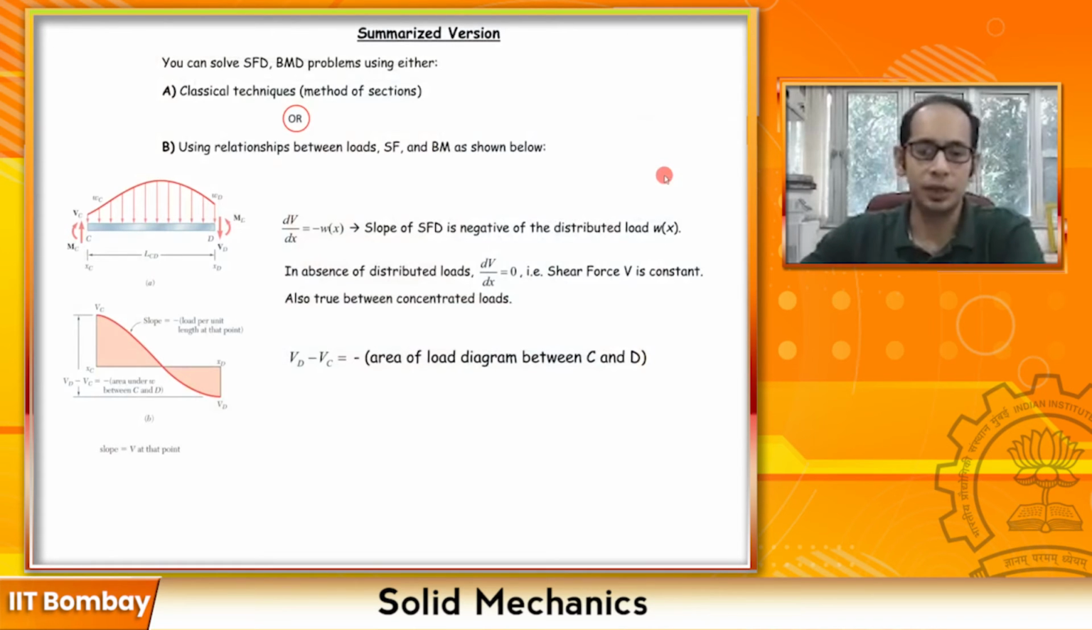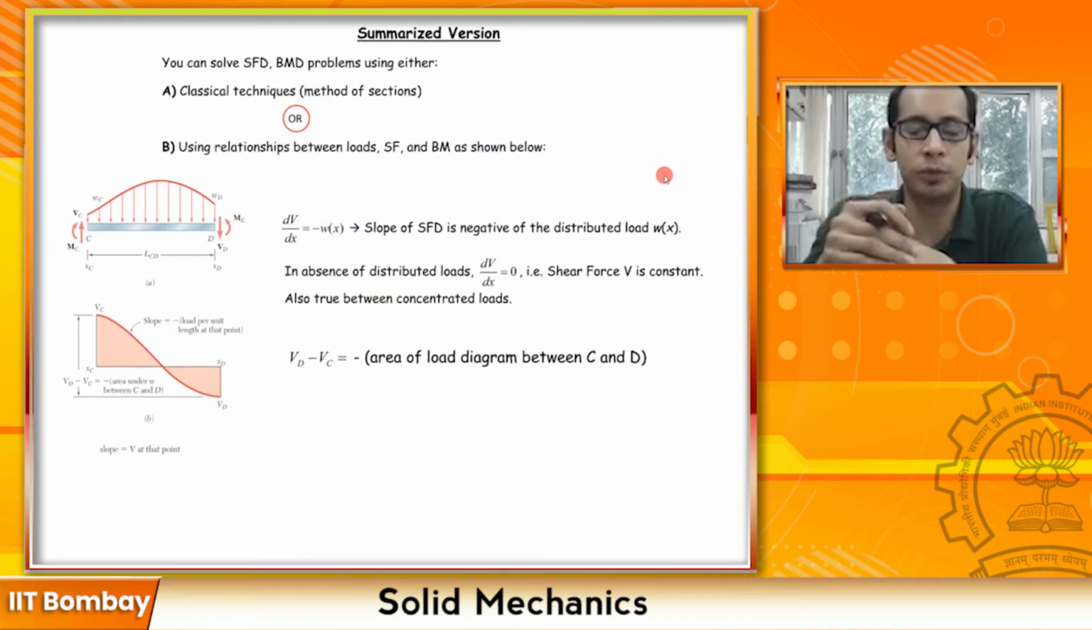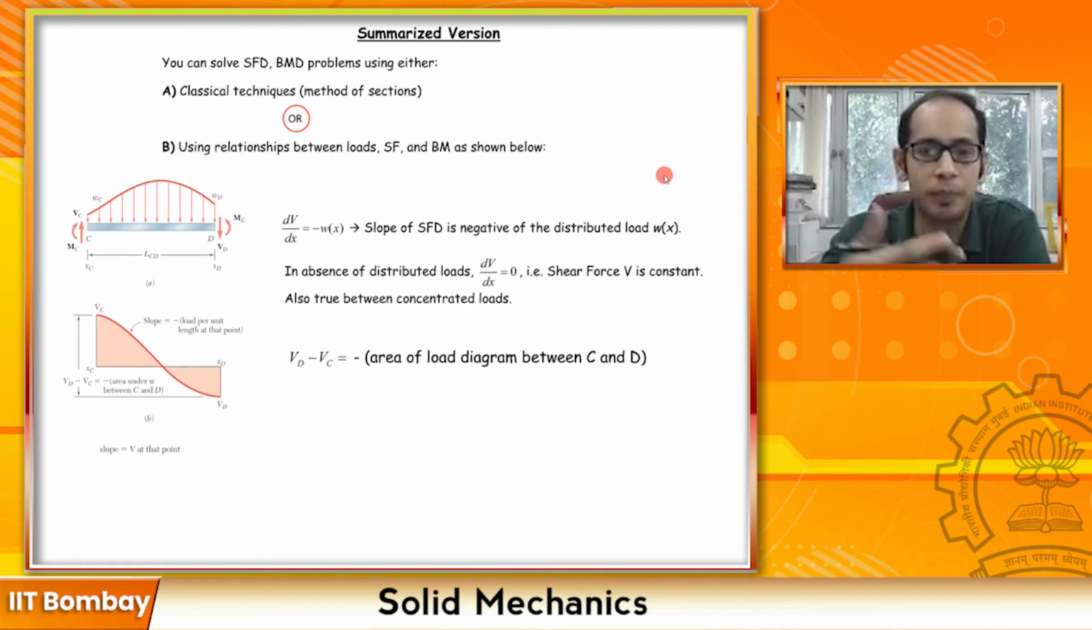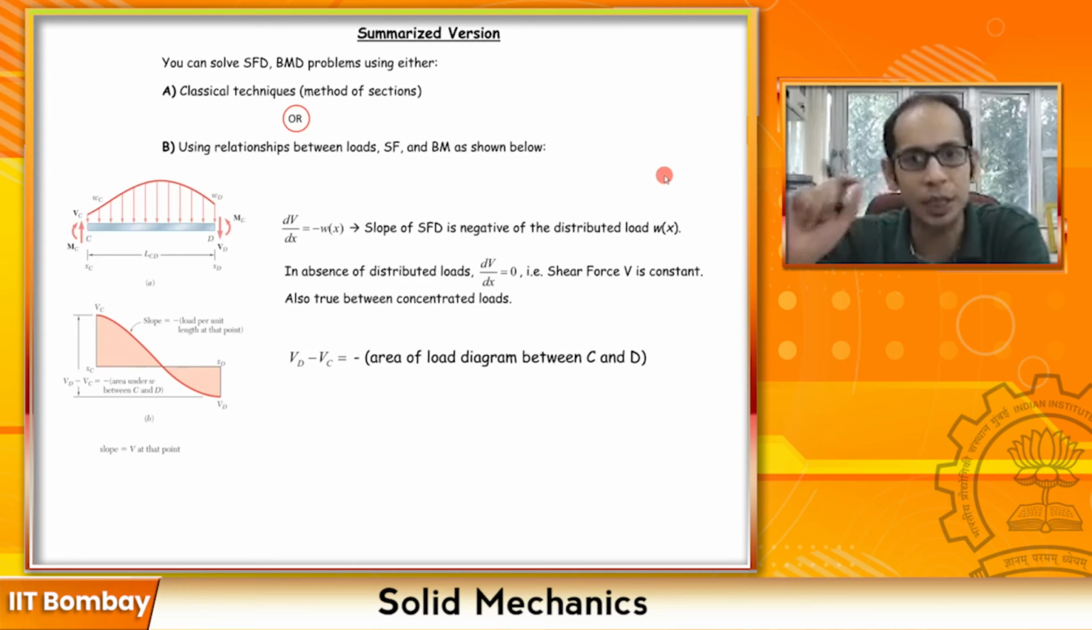As we discussed, when you have bending moment problems or shear force diagram problems, you are given a beam with a certain type of loading and you're supposed to draw the bending moment diagram and shear force diagram. You can do it using the classic approach or the method of sections, which we used in all the previous examples that you saw. Or the second approach is to use the relationships between the loads, the shear force, and the bending moments, and that is what we had looked at in detail. And here we are just going to summarize the key points.